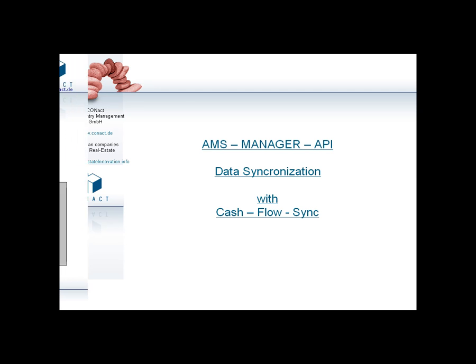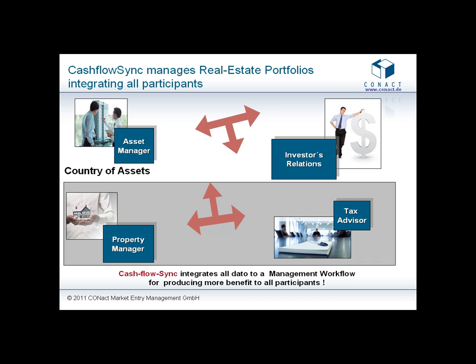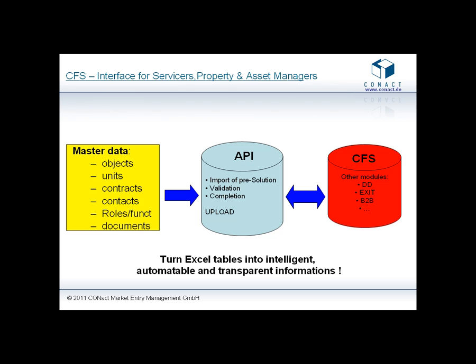What is Connector AMS Manager API? The Connector AMS Manager API is a small Windows application which allows you to synchronize data from third applications, for example Property Manager systems, to our web solution CashflowSync. The purpose of this application is to import and transmit data automatically in the form of an Excel table or CashflowSync table. Let's start with object data.